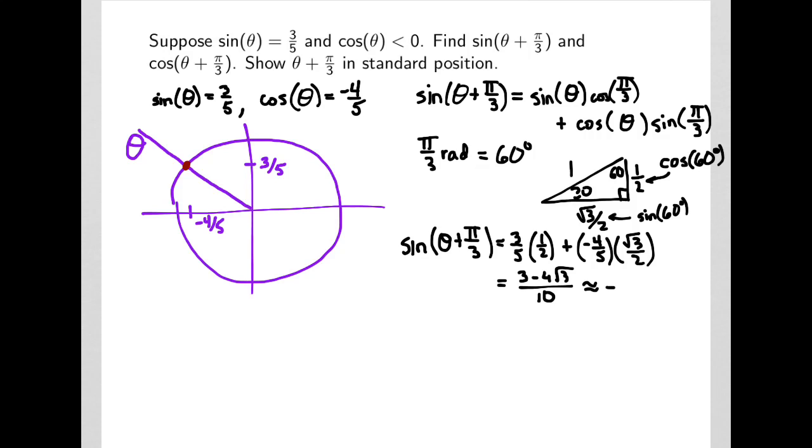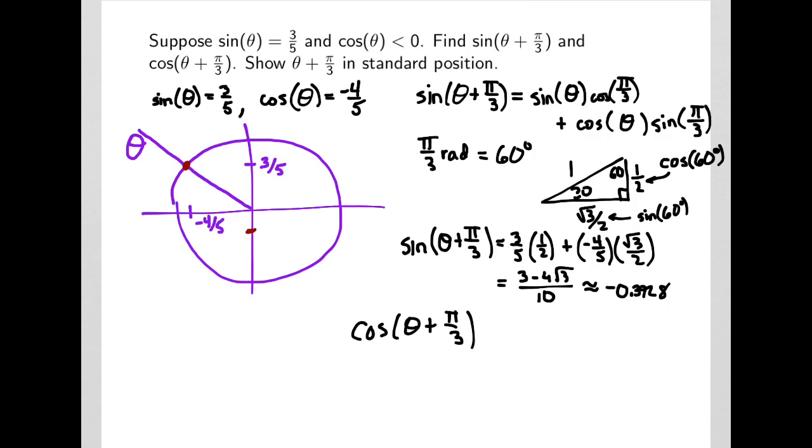The decimal value is approximately negative 0.3928. So this little piece of information tells me I'm about negative 2/5 the way down, not quite. Here is the sine of my angle. And now I'm going to do the cosine identity, the cosine of theta plus pi over 3.